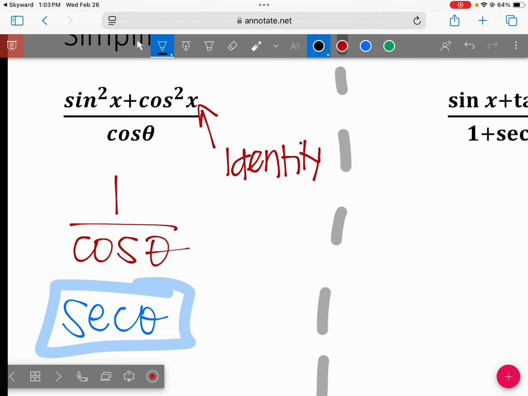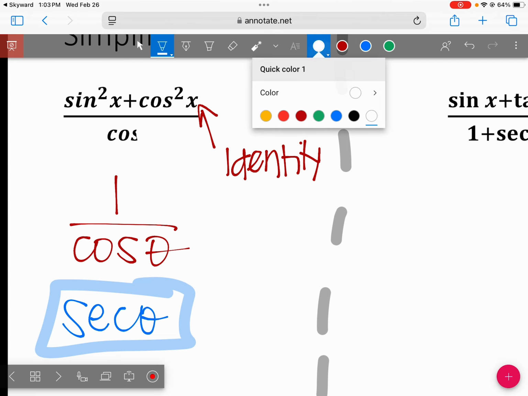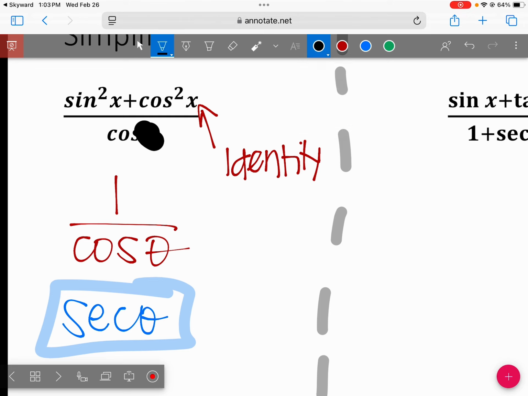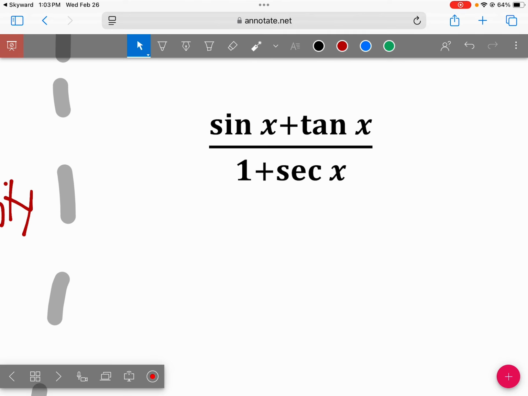Anyways, sine x plus tan x over 1 plus secant x. There's a lot going on in that problem, okay? We got addition on the top, addition on the bottom. We still got some fraction stuff going on. So what we're going to do is we're going to break it down. We're going to start with the denominator.